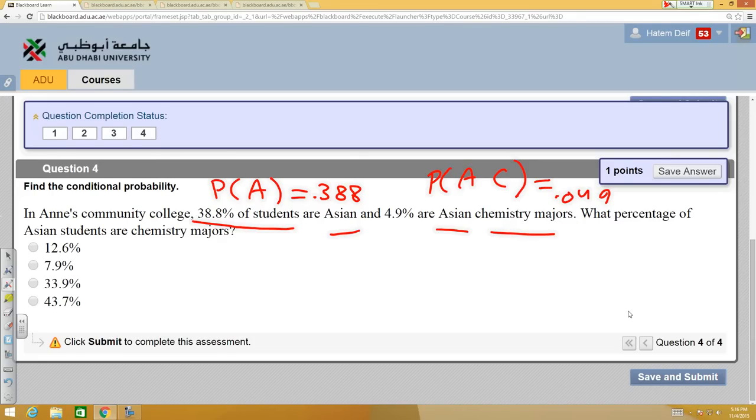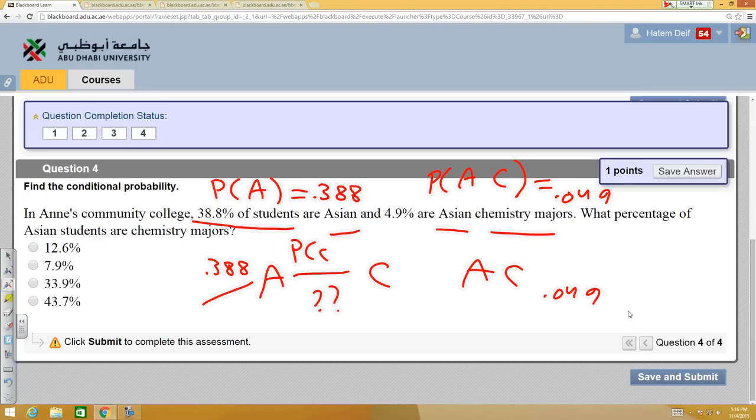So if you do just a small branch of the tree diagram, you know that the first event is Asian, the second is chemistry, so the end will be Asian and chemistry at the same time. He's giving you the probability of the Asian, which is 0.388, and he's giving you the probability of the outcome at the end, which is A and C, 0.049, and then he's asking about this. You should expect, even before you read the question, that this is a missing part in this branch, which is the probability of what? C given A.